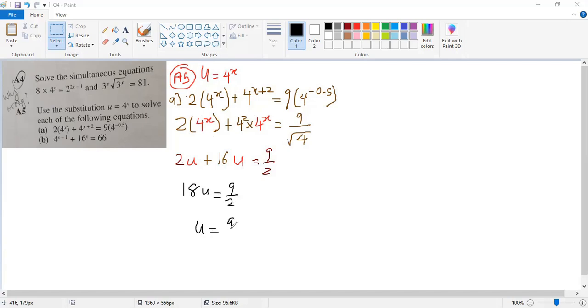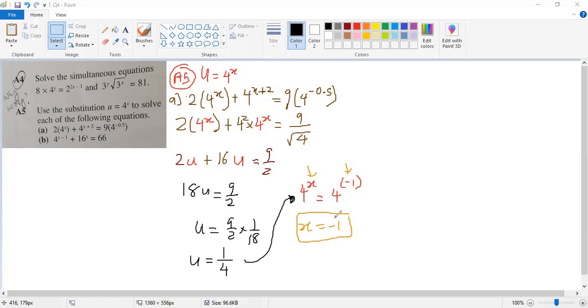So then u equals 9 over 2 times 1 over 18, or u equals 1 over 4. Then it doesn't become too difficult, I guess. From this step onwards, we put back u as 4 to the power of x. And then on the right hand side, the 1 over 4 you can write as 4 to the power of negative 1. So the base is the same, we equate the index. So x equals negative 1. Solved, indexing.